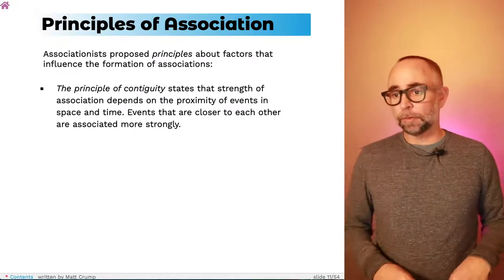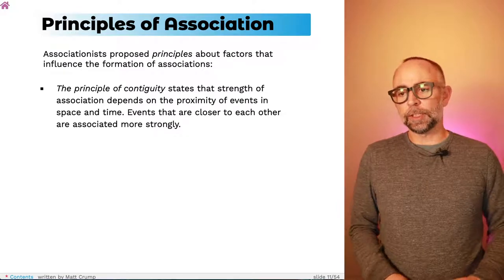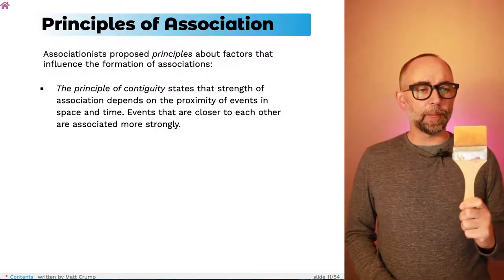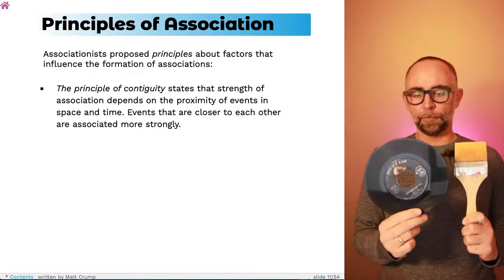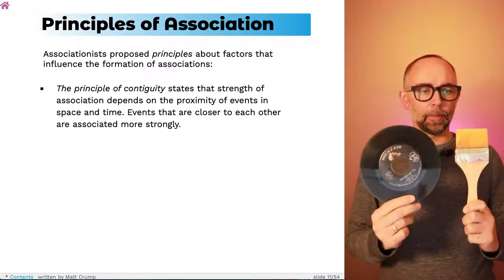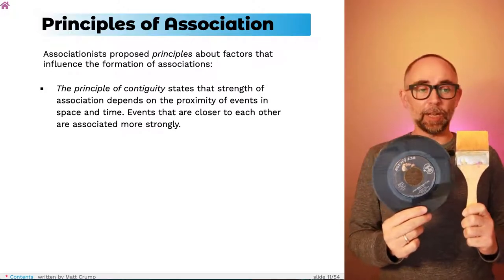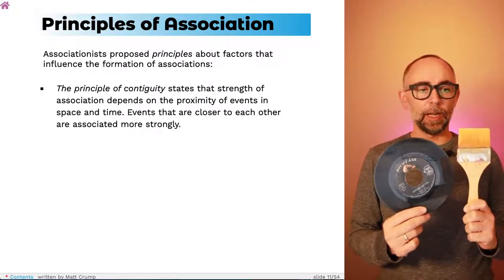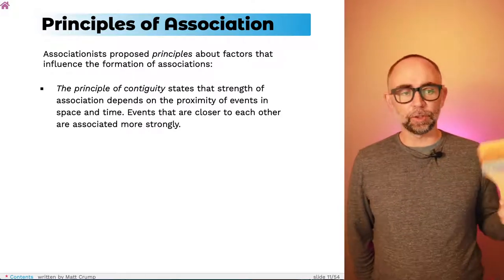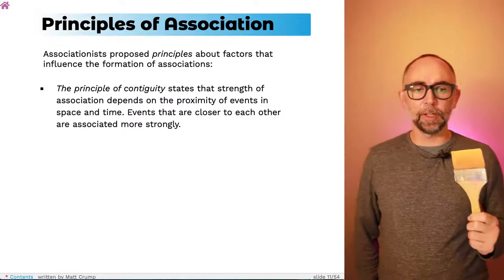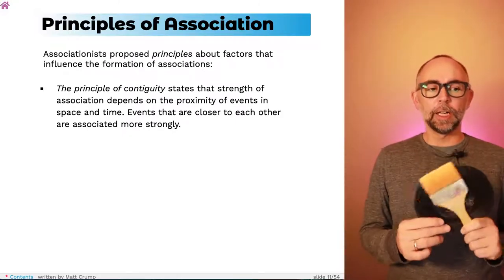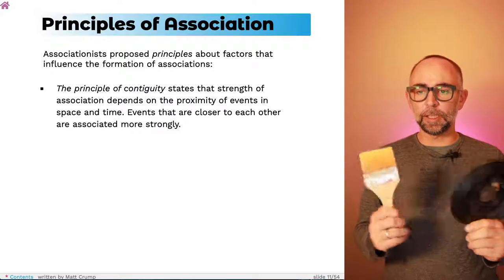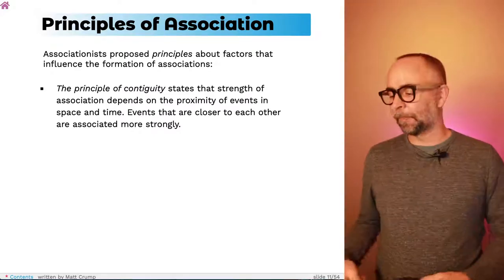So if I try to associate two things right now, just to illustrate the principle, let's say this is a paintbrush and this is a 45 record. I'm showing them to you at the same time. They're close together. So they're close together in space and time. And now maybe if I show you this paintbrush and ask you what was the other thing, you'd be able to say, well, it was a record, and you'd have a strong association because these things were presented together.